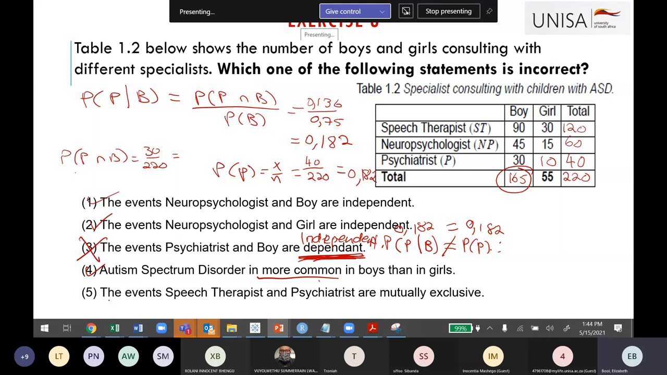The last one says the speech therapist and psychiatrist are mutually exclusive. If they are in the same category, they cannot happen at the same time. Therefore, this is correct because they are in the same category. So they are mutually exclusive, which is correct. That's how you validate the statements. You will have to go through each and every one of them, do some calculations if you have to, or use the knowledge that you have in order to make that decision, like with the last statement. Any question? Then we move to the next exercise.